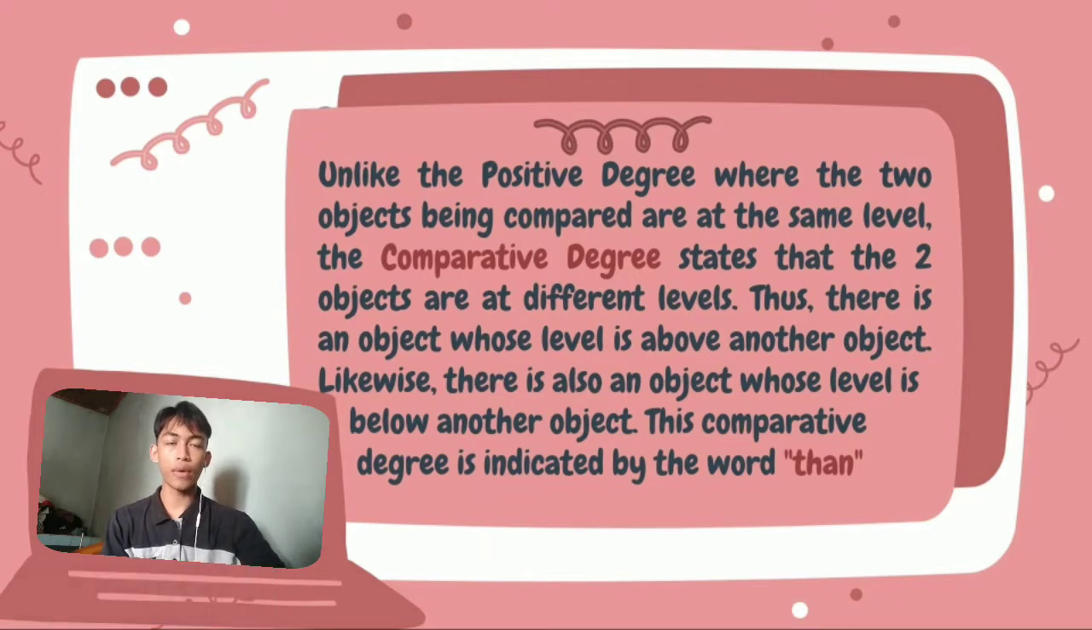So this material is comparative degree. Unlike the positive degree where the two objects being compared are at the same level, the comparative degree states that the two objects are at a different level. Thus, there is an object whose level is above another object. Likewise, there is also an object whose level is below another object. So the comparative degree is indicated by the word than.